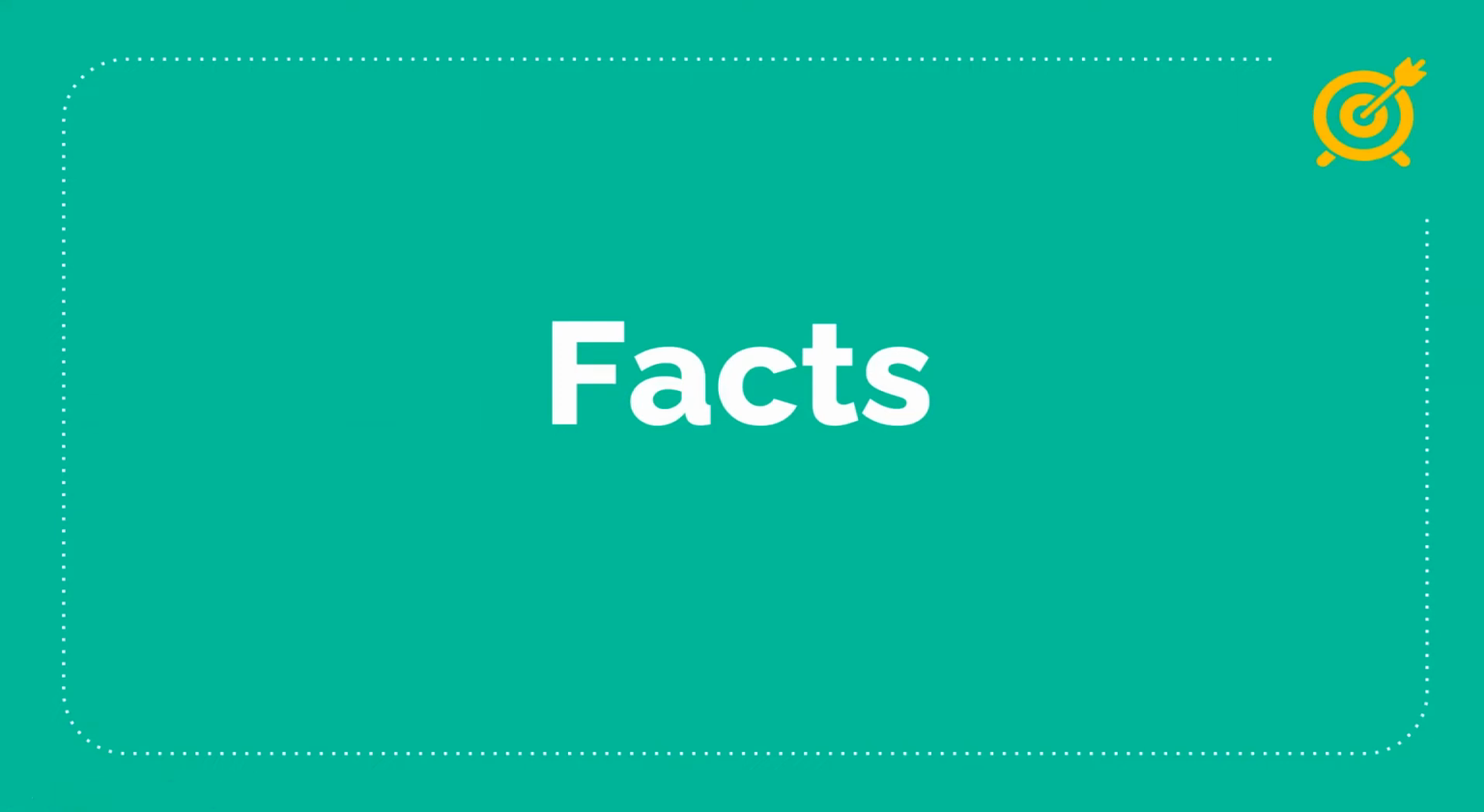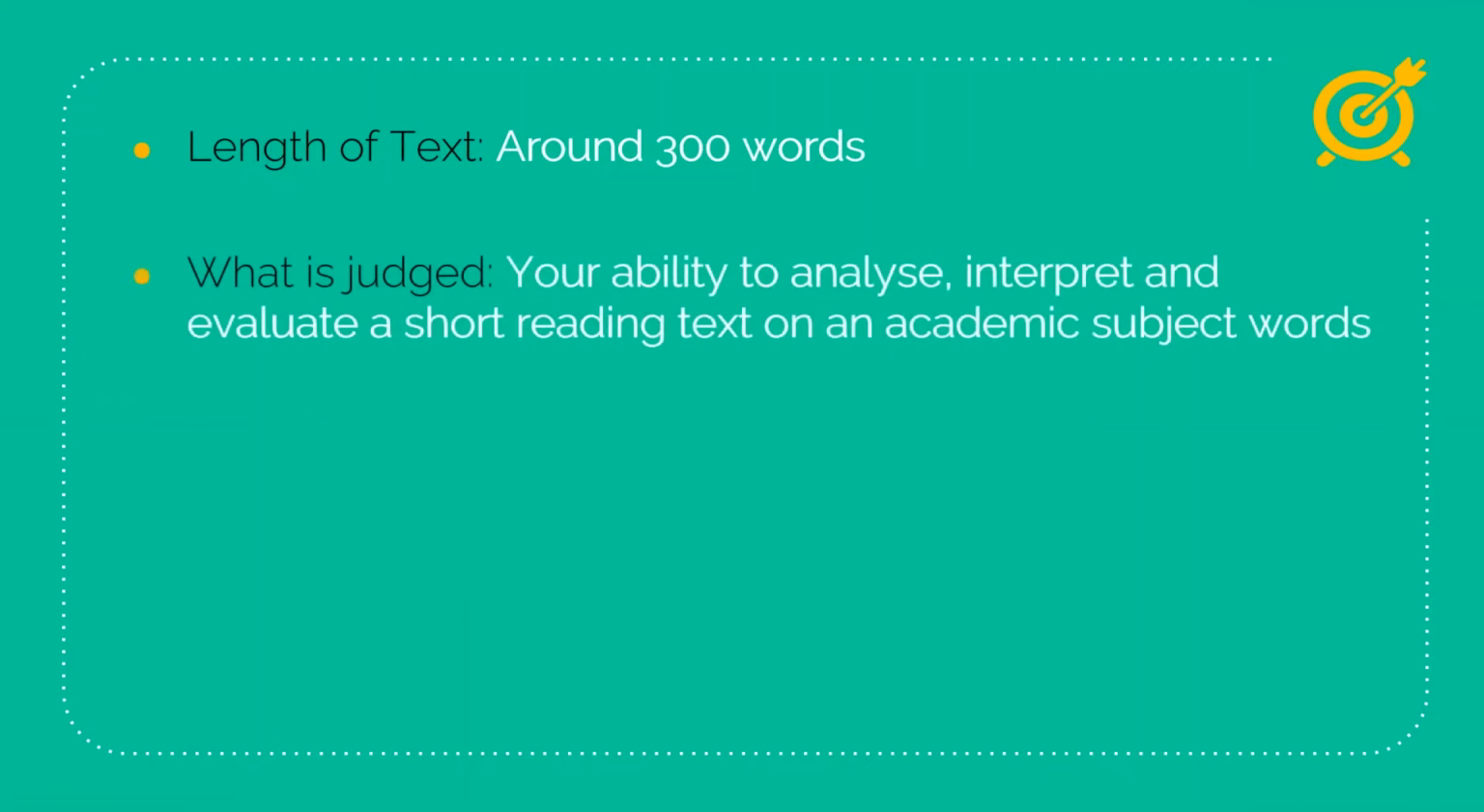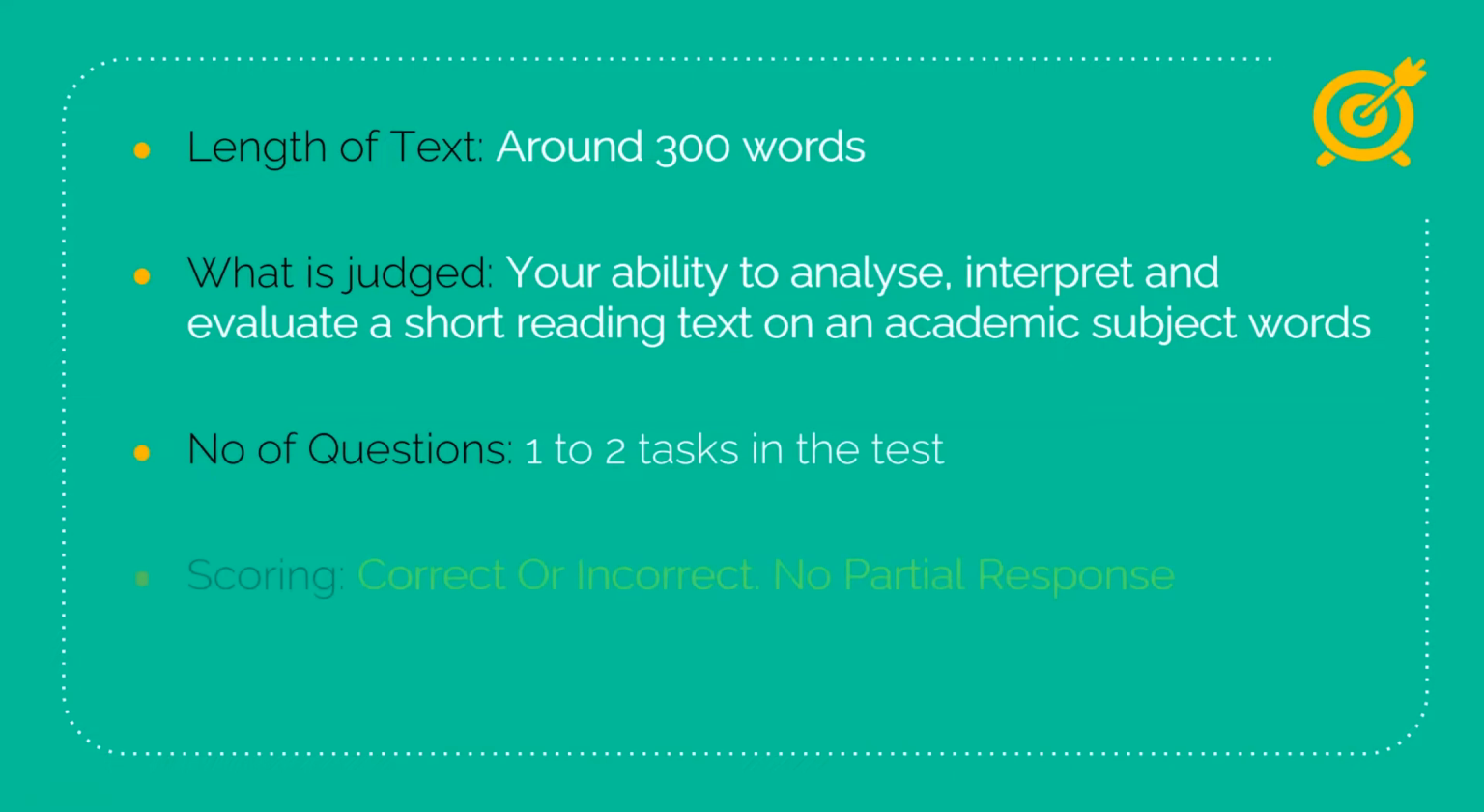Cool. So let me explain more interesting facts about this task. The length of the reading text is around 300 words, and the question judges your ability to analyze and evaluate a short reading text on an academic topic. You will get around 1 to 2 questions in the actual test. Let me explain the scoring part, which is quite simple actually. You either get 1 mark for a correct answer or 0 marks for an incorrect answer. There is no negative marking and there are no partial responses.